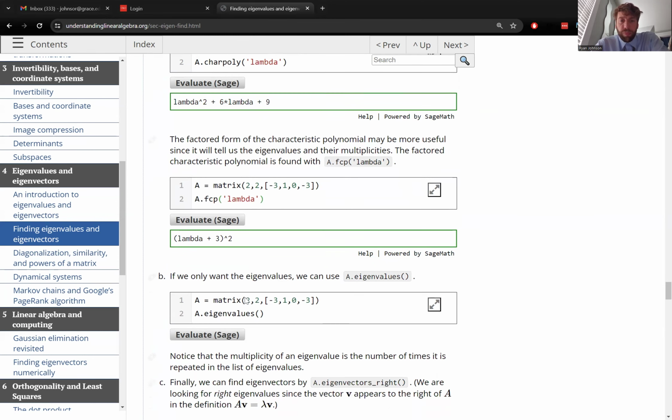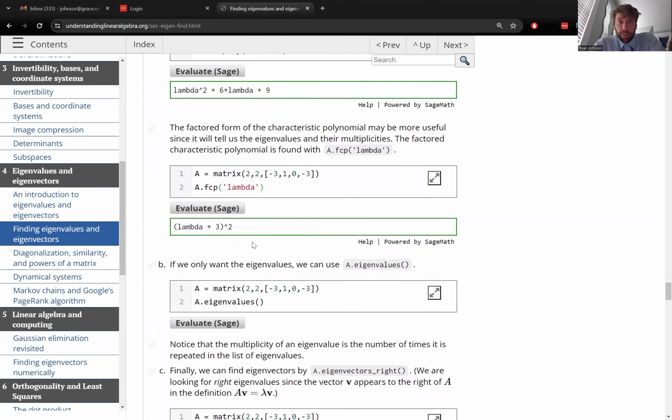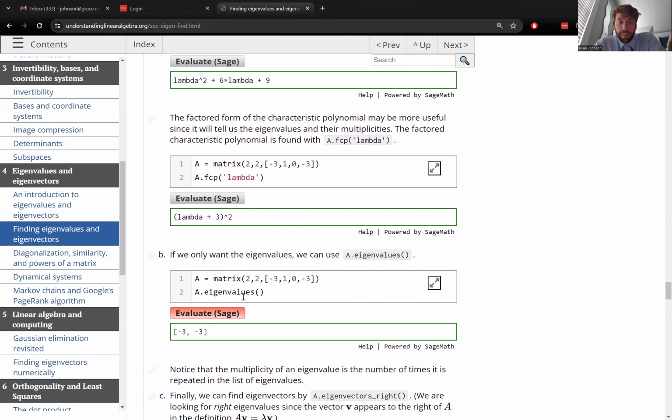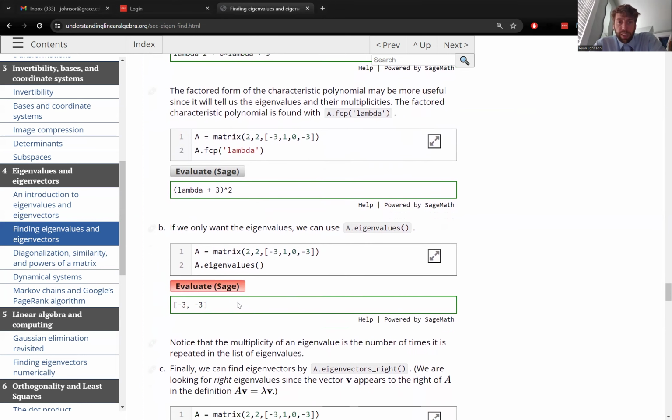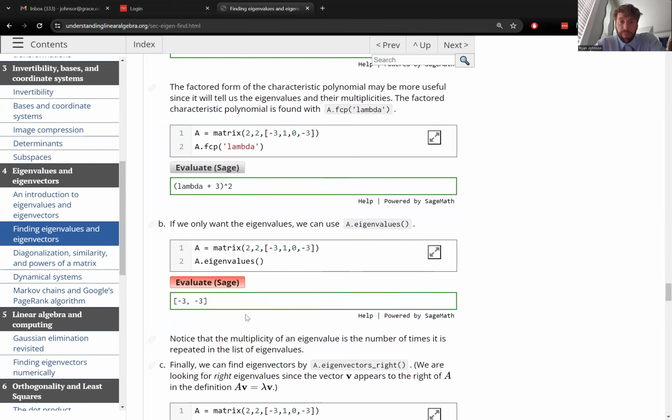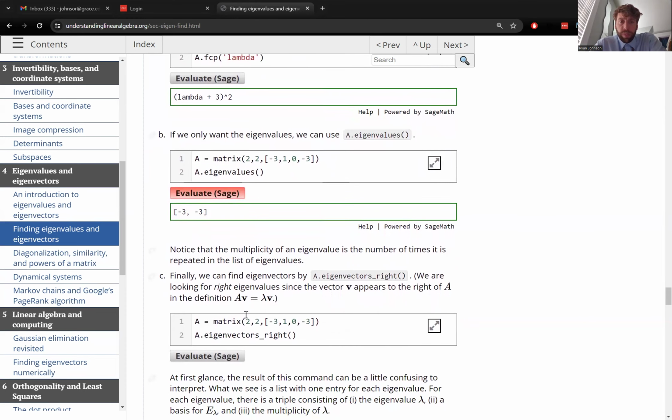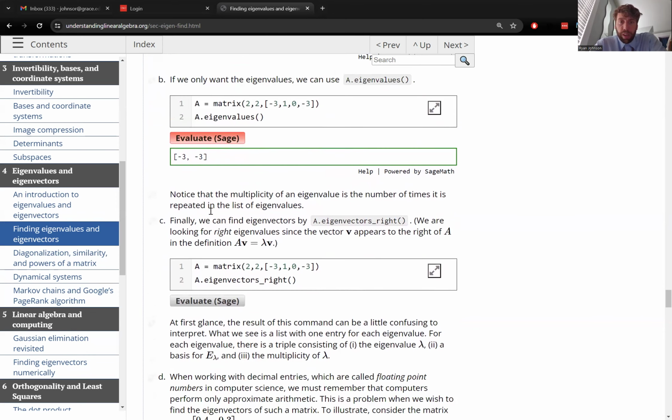In this case, we get lambda plus 3 squared. If it's factored, you just know lambda is -3. In situations where it's hard to factor, you can always have Sage give you the eigenvalues. It gives them in the form of a Python list, and -3 is repeated twice, so you get a list of it twice there. Notice the eigenvalue is not distinct.